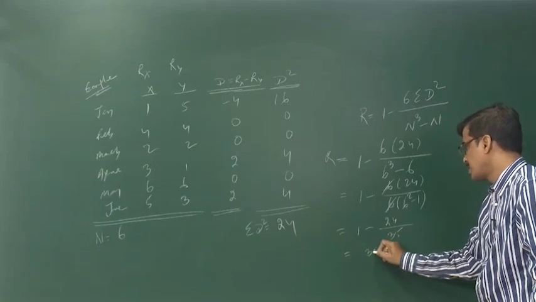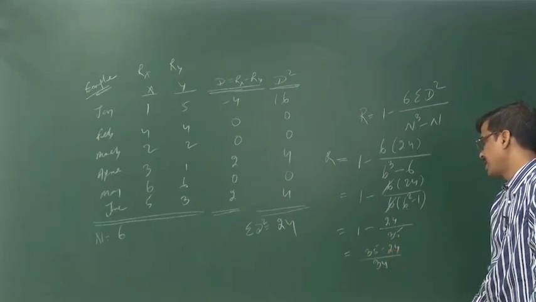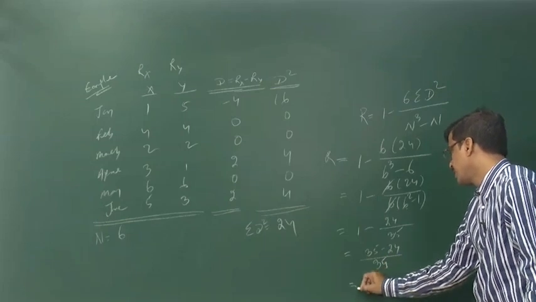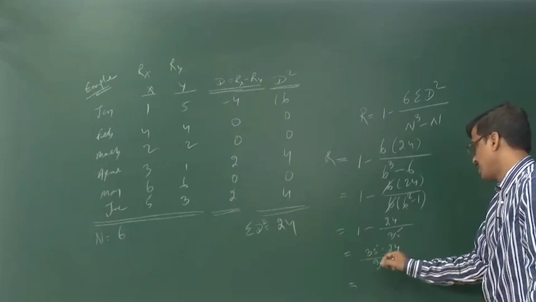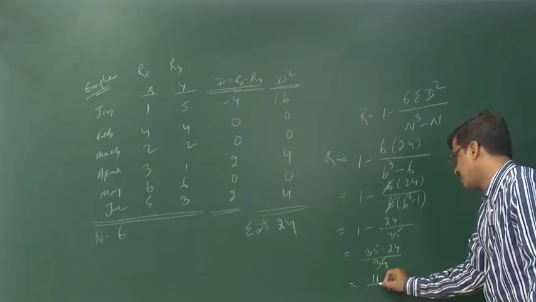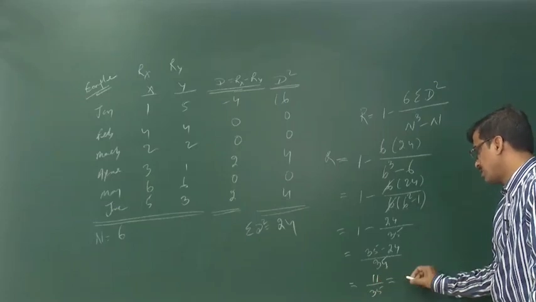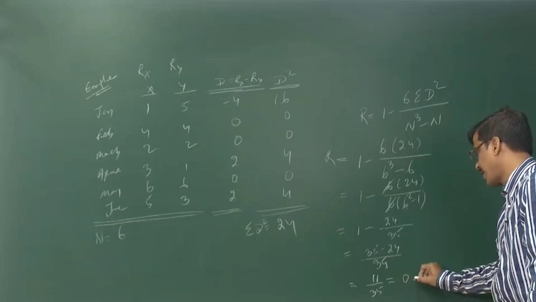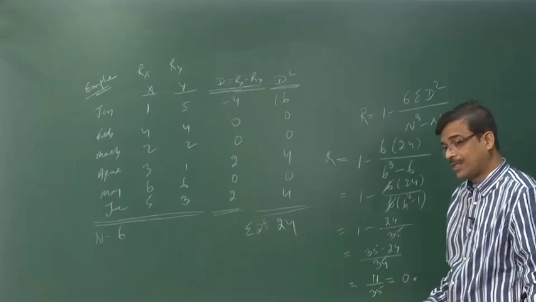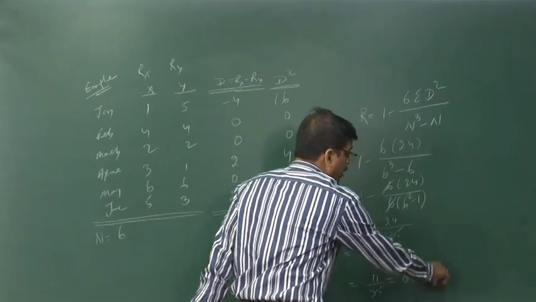Now take the LCM as 35, so it becomes 35 minus 24 divided by 35, right? So the outcome is 11 divided by 35. Then the net result you obtain is 0. We have to take the division, 11 divided by 35, and the outcome is 0.314.